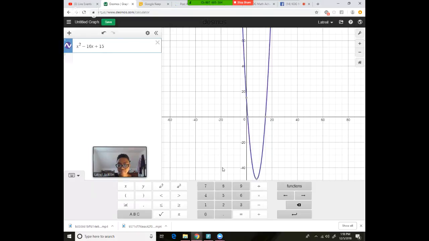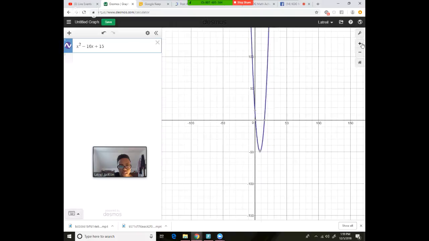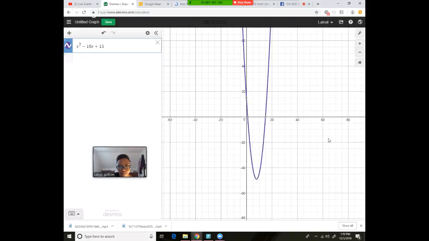And this is our parabola. This is a more accurate version of what I drew. And as you see, this point right here is 8, negative 49, which is the vertex. Here's our first x-intercept. Here's our second x-intercept, 15, 0. And then our y-intercept is 0, 15. And there you go.